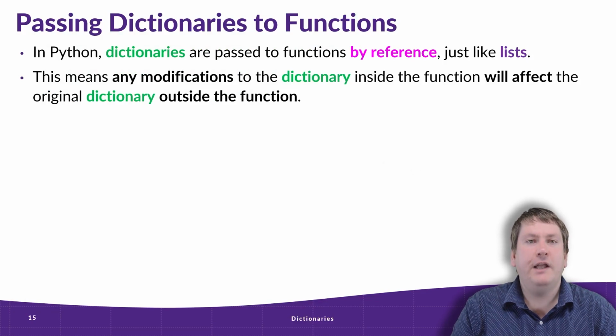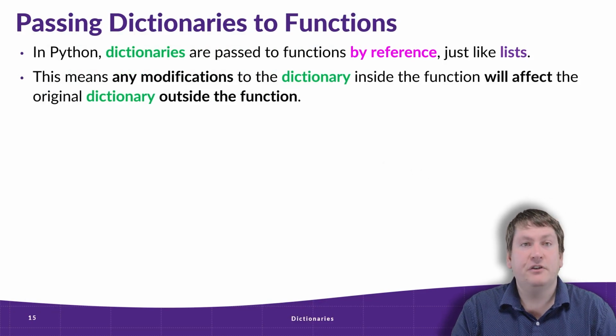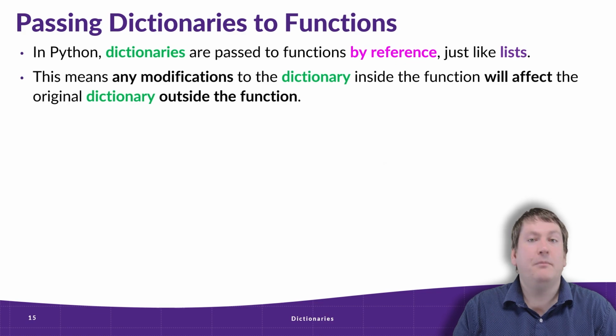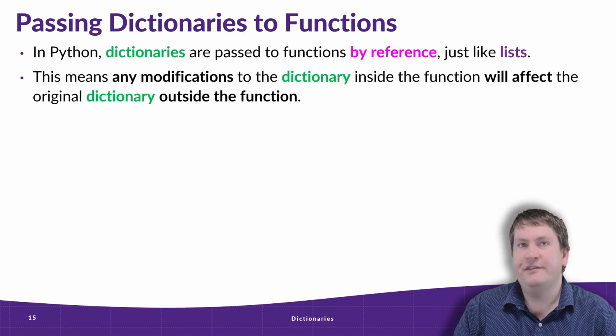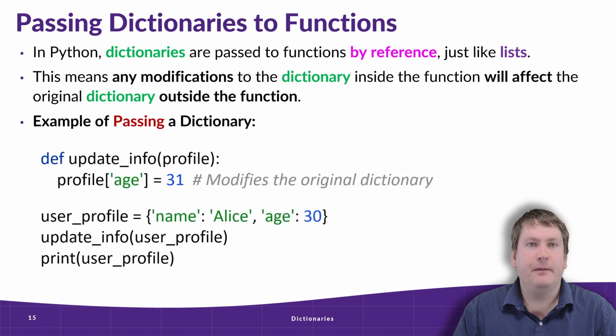So next thing we need to look at is passing dictionaries to functions. And this is going to be almost exactly the same as lists. We can pass dictionaries to functions just like we pass lists to functions. And just like with lists, because dictionaries are mutable, any modifications to the dictionary inside of the function will affect the original dictionary outside of that function. So let's take a look at a simple example.